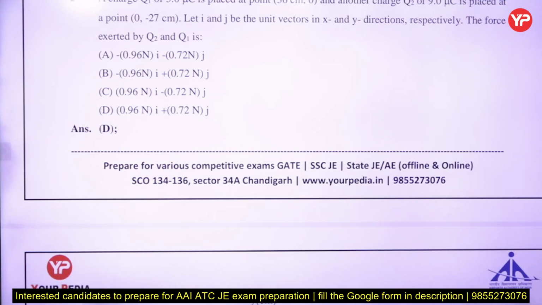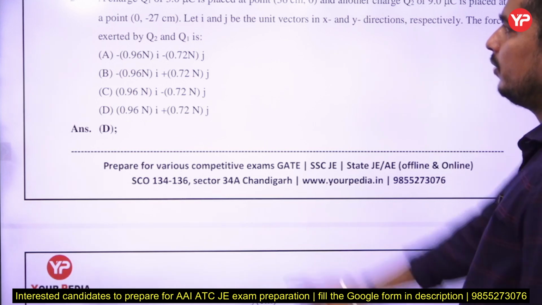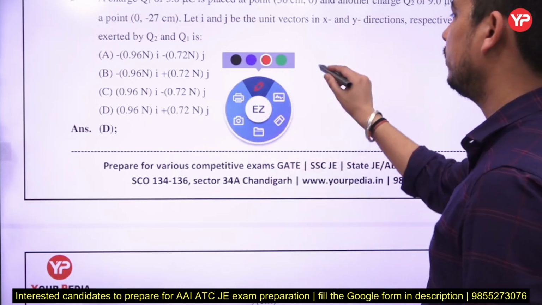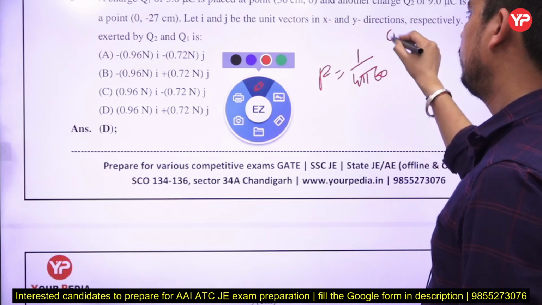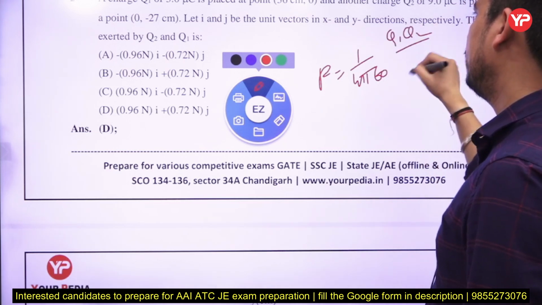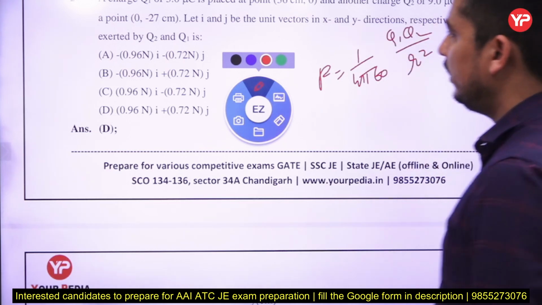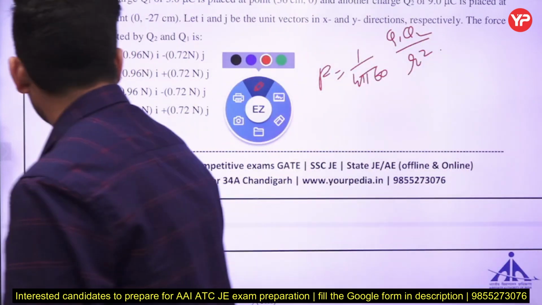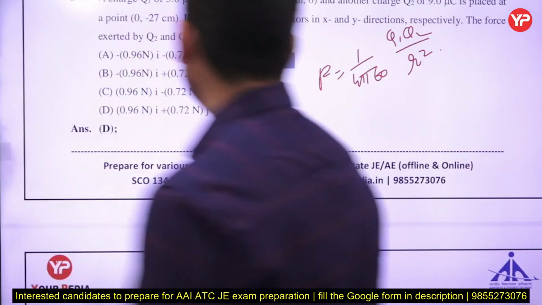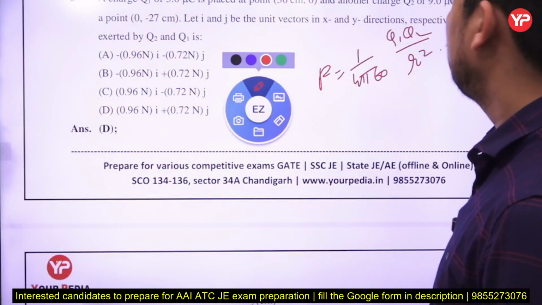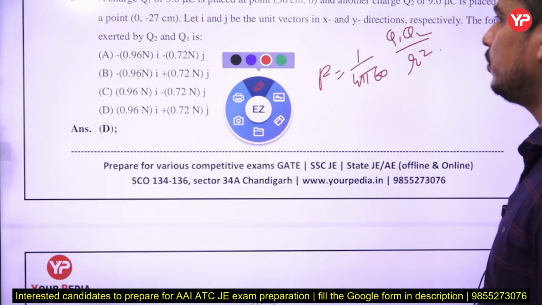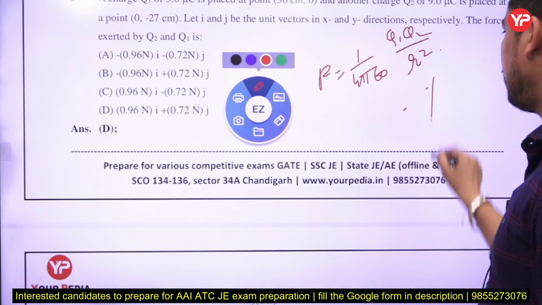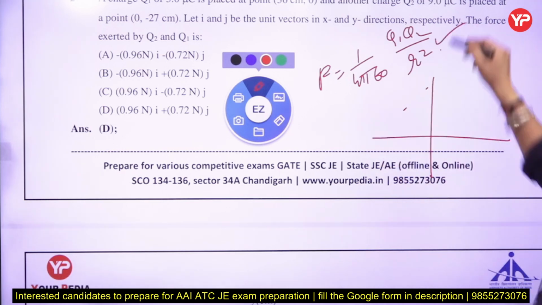See, basically whenever you are calculating the force, the formula for the force F is equal to 1 upon 4 pi epsilon naught q1 q2 upon r square, right? So basically we are trying to calculate the force exerted by q2 on q1. This is the formula for the force. So first we have to draw the figure, right?